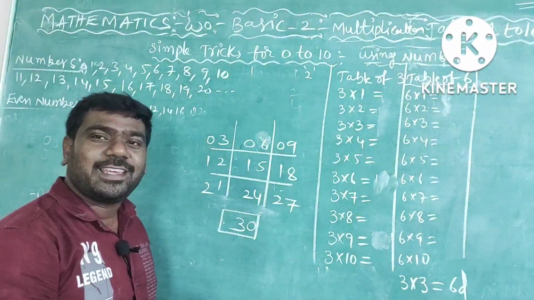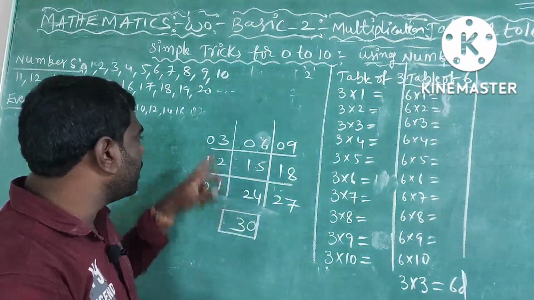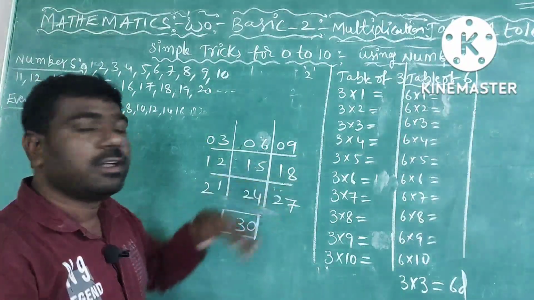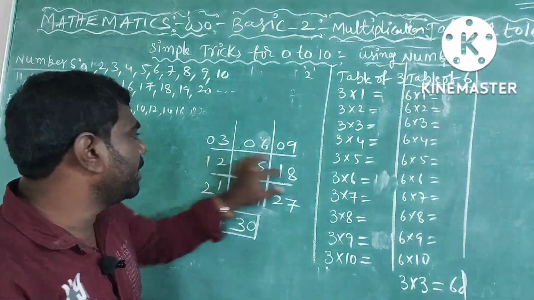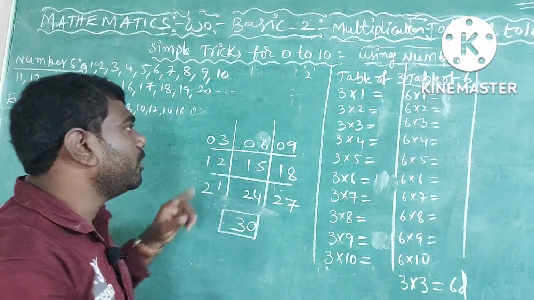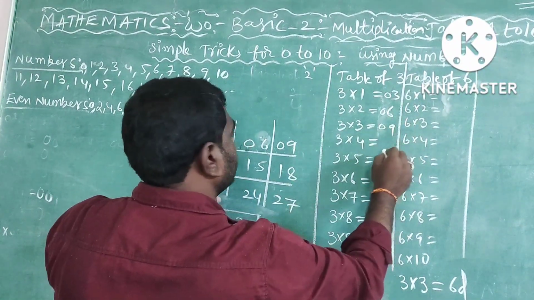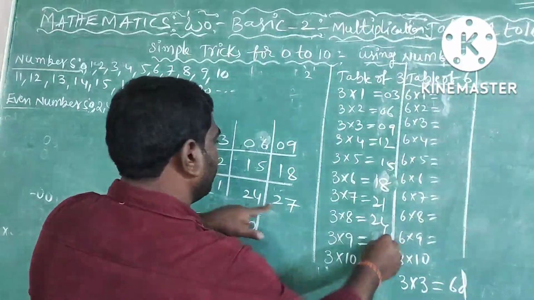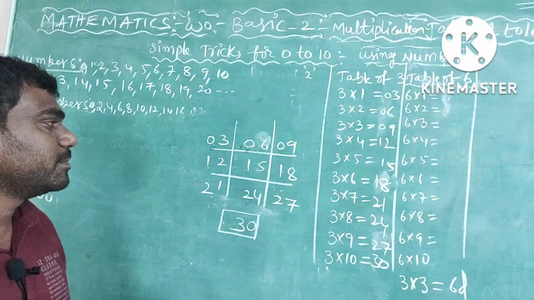So the first step, we just wrote the numbers bottom to top: 0, 1, 2, 3, 4, 5, 6, 7, 8, 9. Next, the rows: first 0 starting, 0, 0, 1, 1, 1, 2, 2, 2. The last one is 2 after 3. We got the 3 table. Now write here: 3 1s are 3, 3 2s are 6, 9, 12, 15, 18, 21, 24, 27 and 30. Yes or no? So finished.